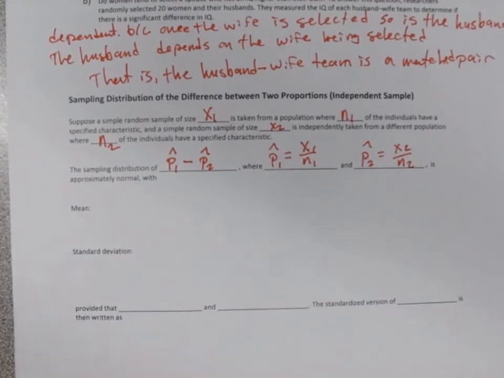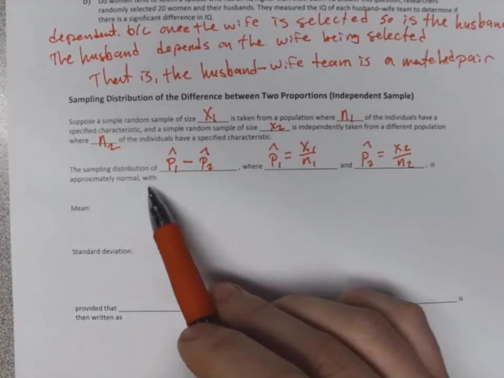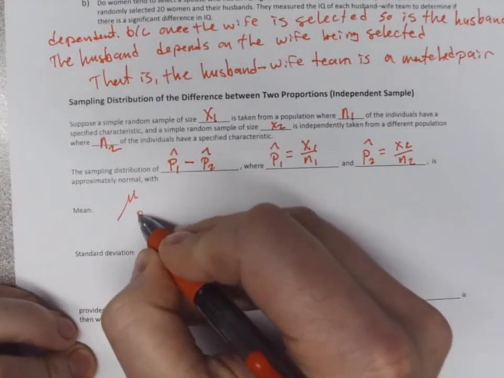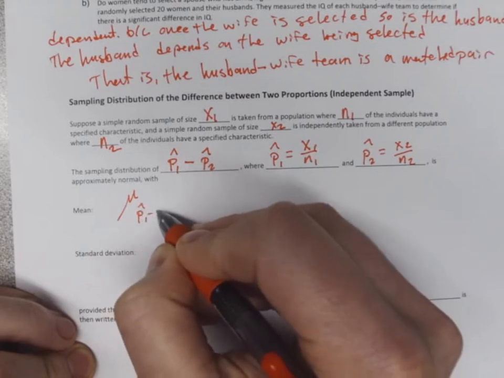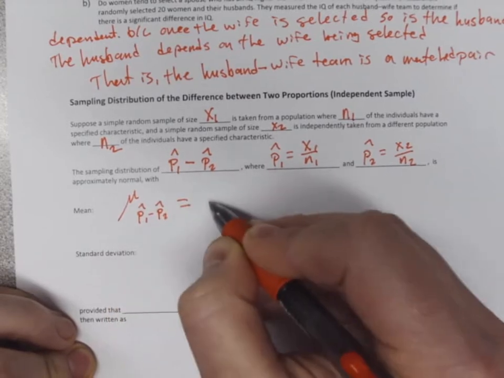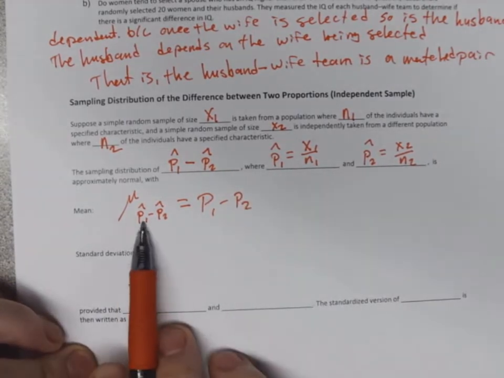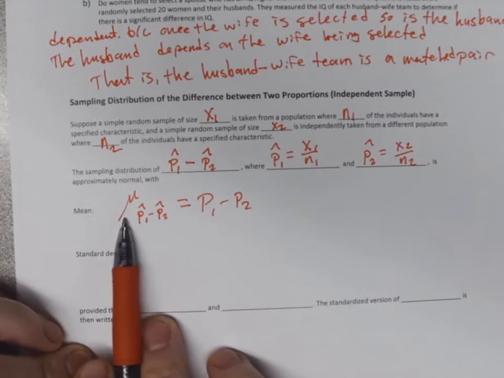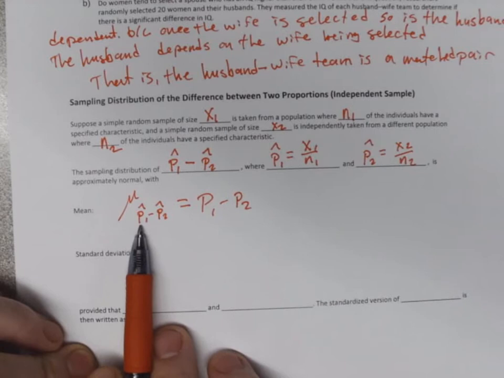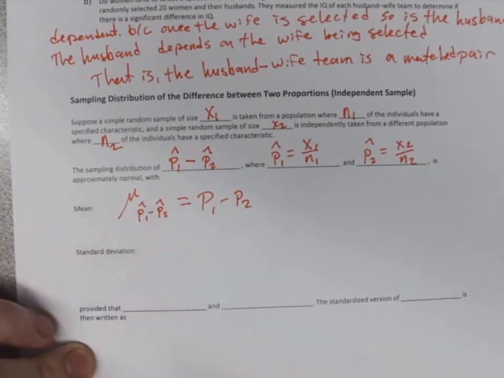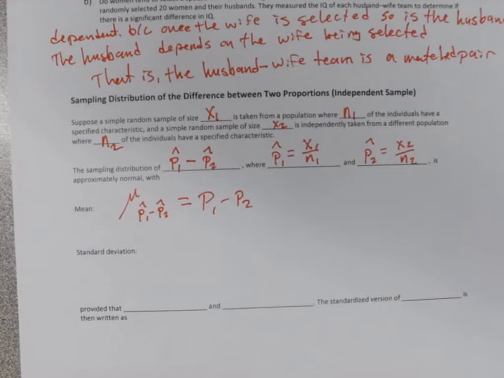So that's how we set up the proportion. So far it's very similar. It is approximately normal with mean, so the mean here we still label as mu. P1 hat minus P2 hat is equal to P1 minus P2. Remember, this mu is telling you that we're looking at the mean, and the subscript is telling you what type of sample or population or proportion we're dealing with. We've seen X bar, we've seen P hat, now we see this. That's the mean, and then the standard deviation is kind of big.